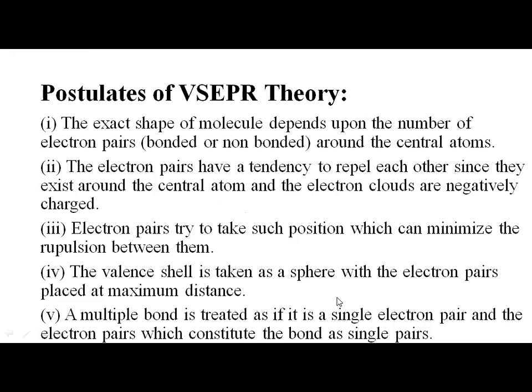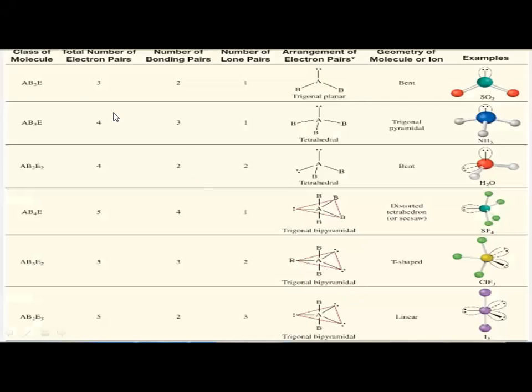Yes, if there is a multiple bond, it is treated as a single bond. You can see here now, a molecule of type AB2E. So the total number of electron pairs is 3, the number of bonding pairs is 2, and lone pairs is 1. So if there is 1 lone pair, the expected geometry is trigonal planar, but it is bent.